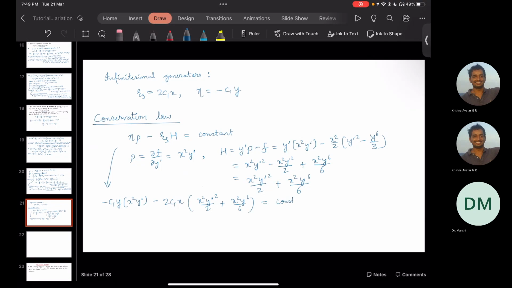You can just factor out minus c1, multiply through, divide by minus c1. So then this gives us x squared y y prime plus 2 into x y prime squared by 2 plus y to the power 6 by x. So this is the conservation law. Let me highlight this.